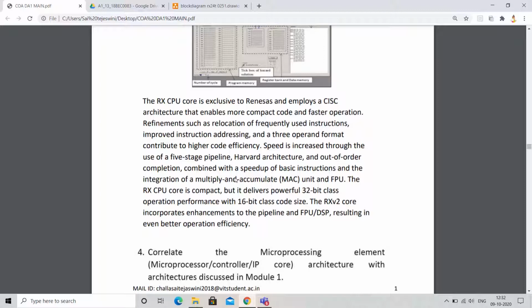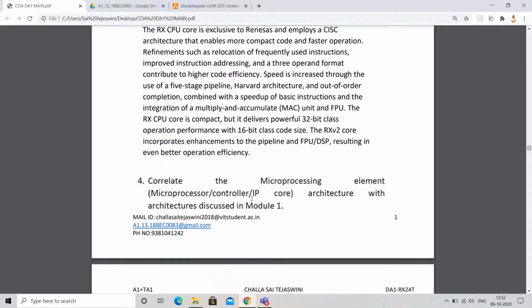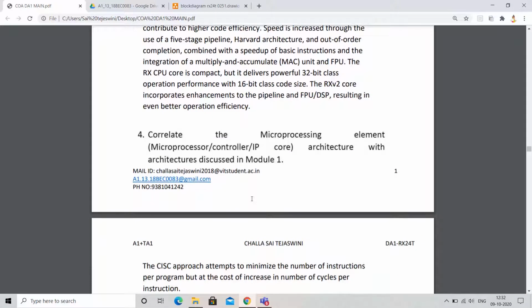Harvard architecture and out-of-order completion, combined with speed-up of basic instructions and the integration of the MAC unit and FPU. The RX CPU core is compact, but it delivers powerful 32-bit class operation performance with 16-bit class code size. Coming to the fourth question, correlate the microprocessing element architecture with architectures discussed in Module 1.